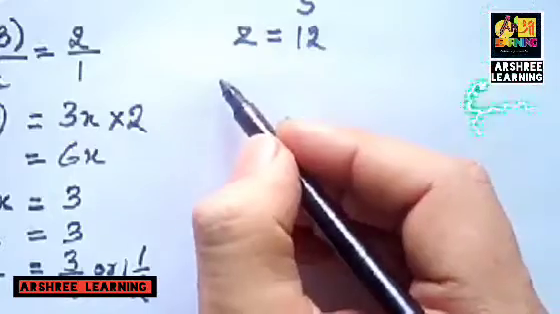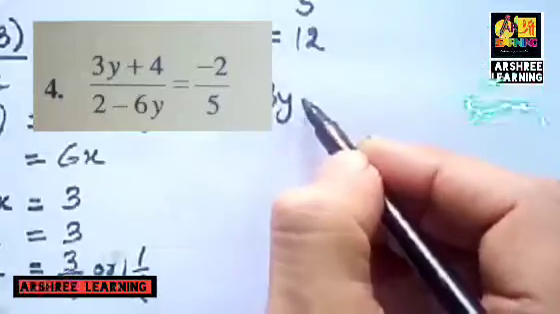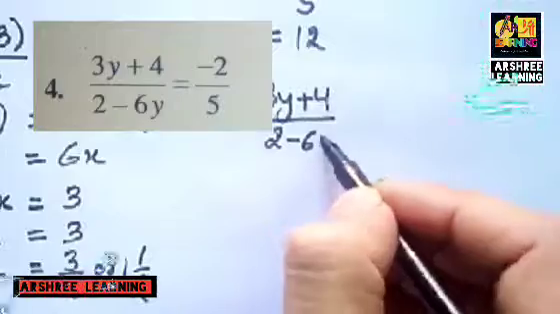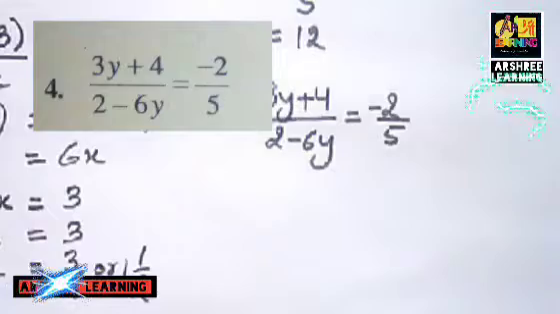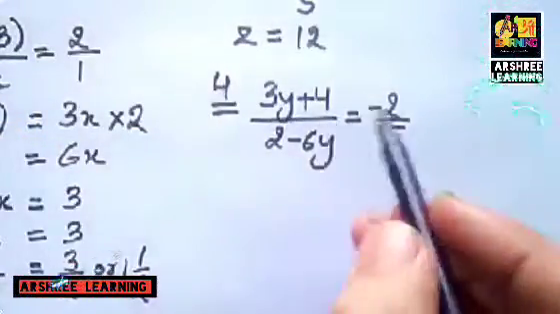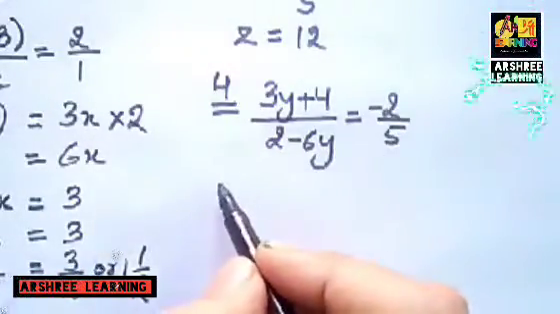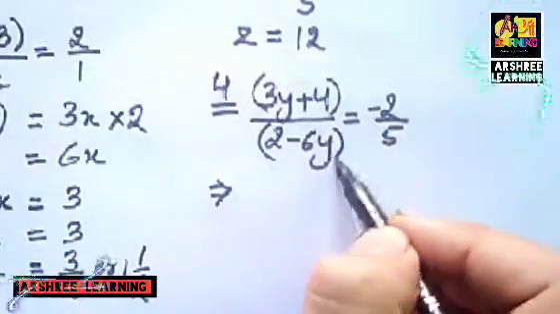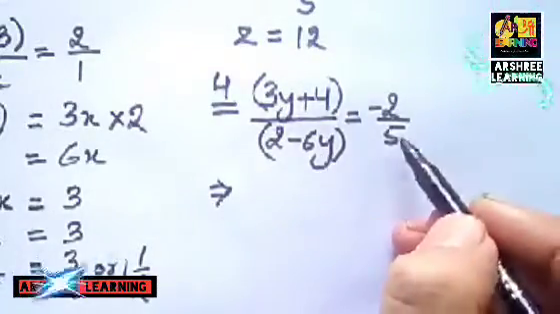Now if you see question number 4, question number 4 has got (3y plus 4) upon (2 minus 6y) is equal to minus 2 upon 5. Now this term is different from the other term, but the rule is same because this is a one term and we will cross multiply. So when you cross multiply, you will try to keep the binomial terms in a bracket and then cross multiply. So 2 will multiply this, 5 will multiply this.